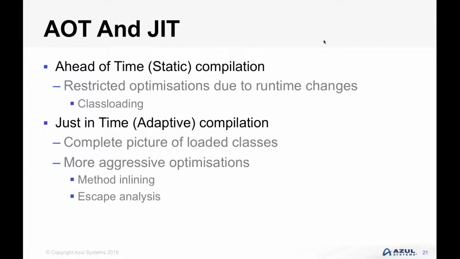Just-in-time compilation compiles as the application is running. We already discussed that. The great thing about that is it has a complete picture of all the loaded classes. It's also able to have the profiling information, so it can make much more aggressive optimizations. It can use method inlining, it can use escape analysis to see what the scope of a particular variable is, and do things like that.